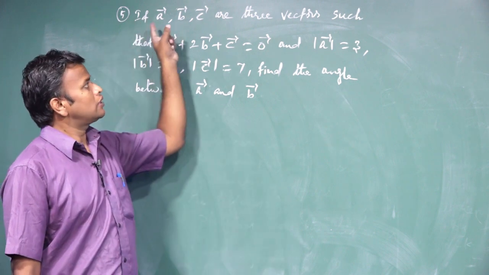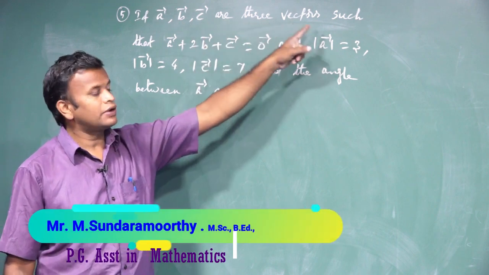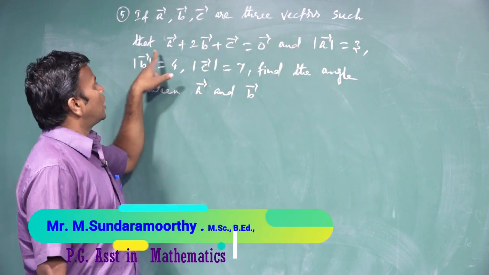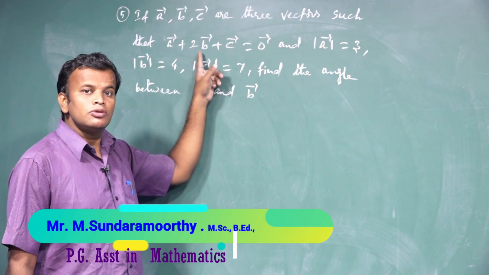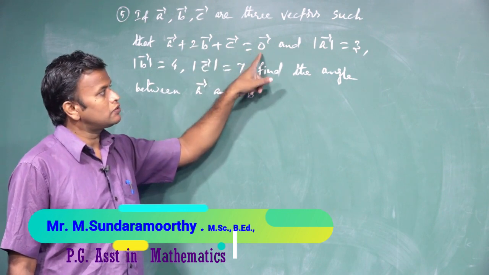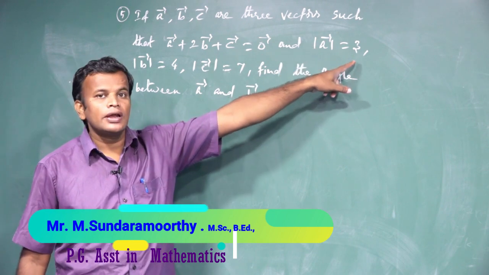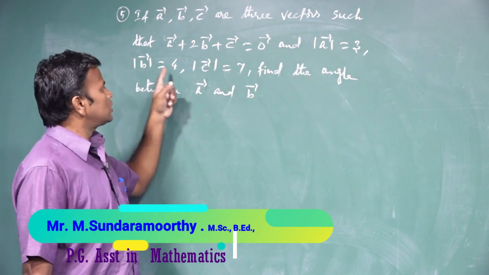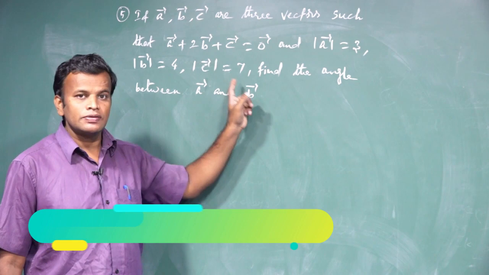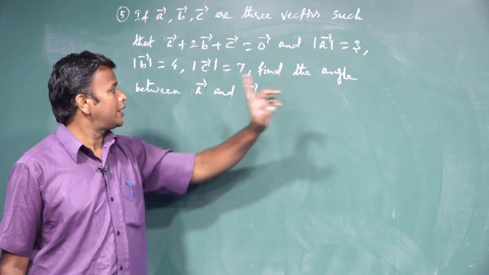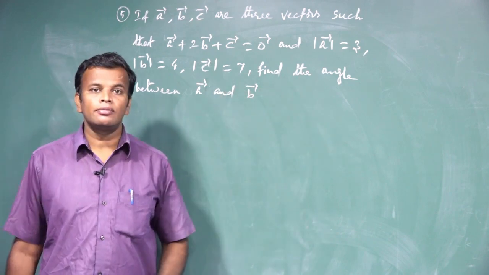If A vector, B vector, C vector are three vectors such that A vector plus 2B vector plus C vector is equal to 0 vector, and also the modulus of A vector is 3, modulus of B vector is 4, modulus of C vector is 7, find the angle between A vector and B vector.